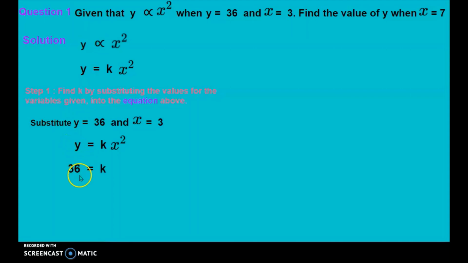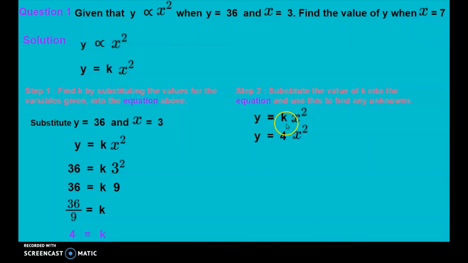Here we'll get y is equal to 36 and we replace x with 3. 3 squared is 9. Now we'll solve for k. Here, k is equal to 4. Now that you've found your value for k, we're going to substitute the value of k into the equation, and we can use this to find any unknowns.